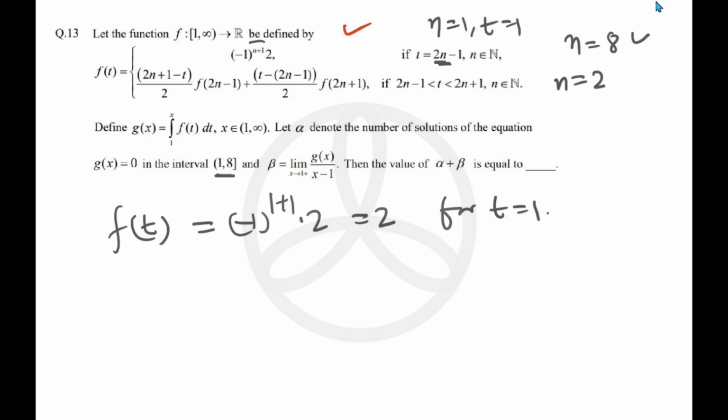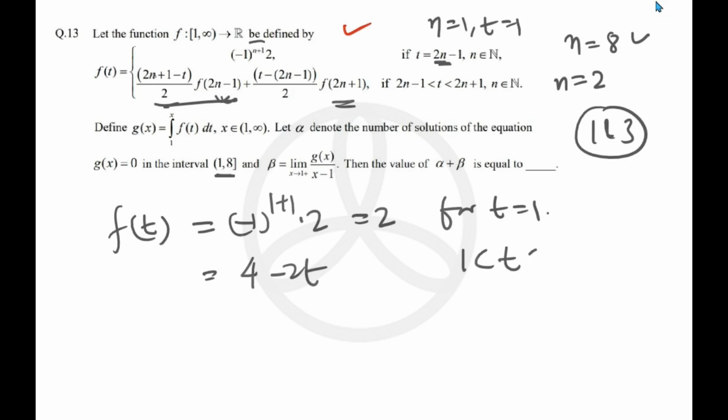For t equal to 3, the value will actually be minus 2 here. And what will be the value in between 1 and 3, which will be represented by this function? If we simplify, we can get it from here. For t equal to anything other than 1, for n equal to 2, this is 2 to the 4, 5 minus t. This will be 4 minus 2t.